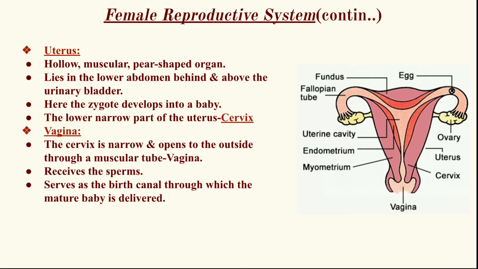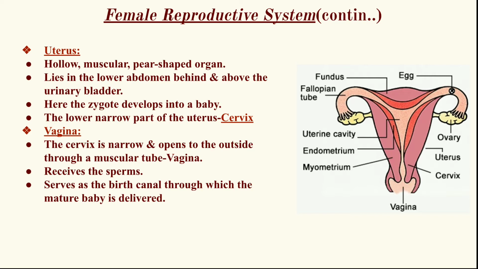Next we come to the uterus. The uterus is a hollow, muscular, pear-shaped organ. It lies in the lower abdomen, behind and above the urinary bladder. Generally, the egg gets fertilized in the fallopian tube, or oviduct. After fertilization, the zygote comes and gets implanted in the uterus. Here only, the zygote develops into a baby.